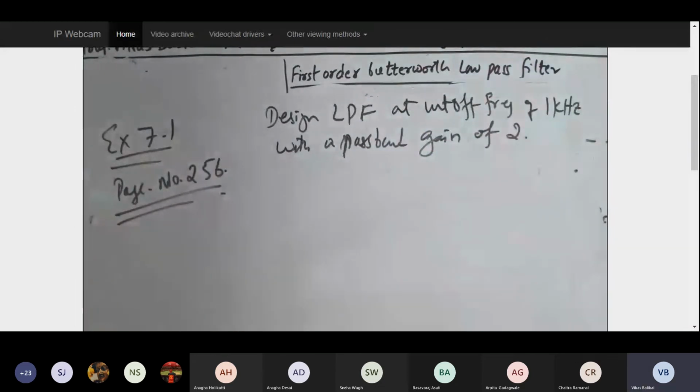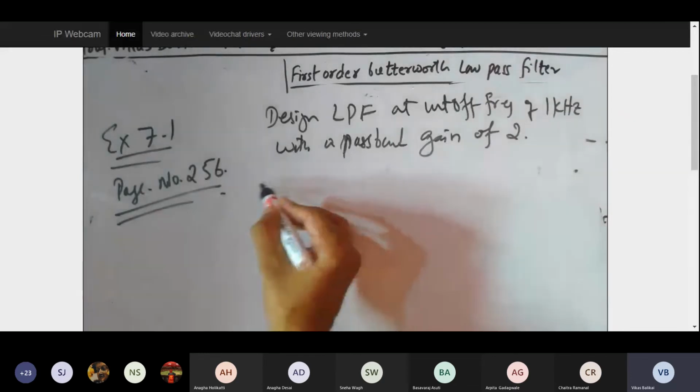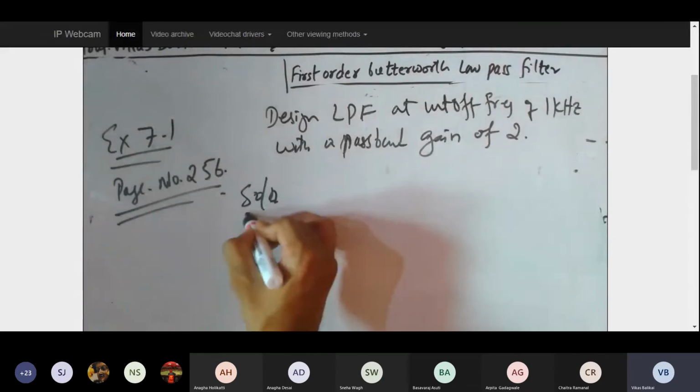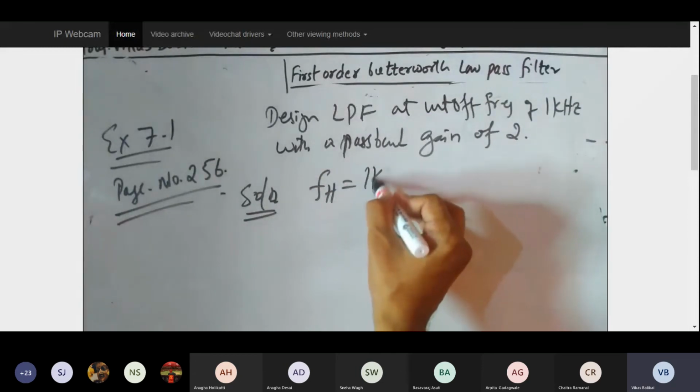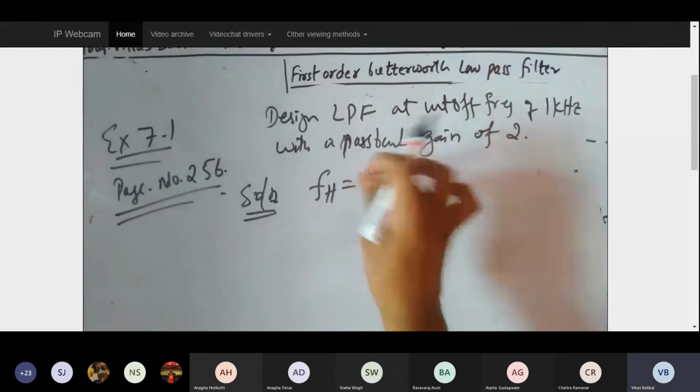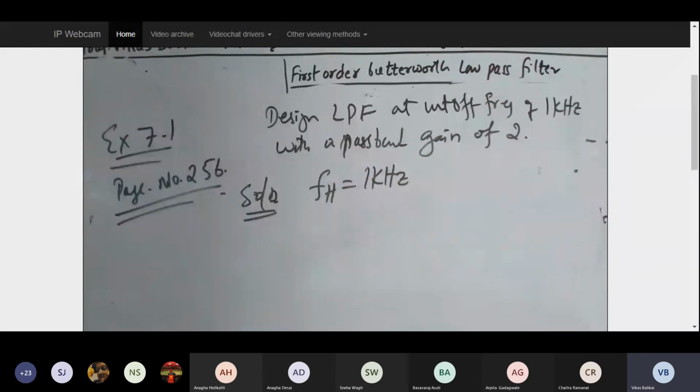Now I need to follow some design steps. So in order to follow the design steps, I need to understand what things have been given. So the given component is Fh, which he has given as 1 kilohertz. Now since I require both R and C, what is basically my equation of the gain?